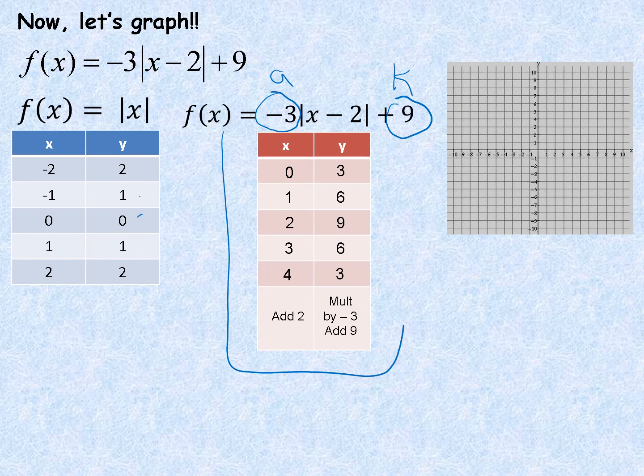Now I am going to graph the new table I just created. So there's 2, 9, and then there's the remaining points. Now we just do the fancy game of connect the dots, and there's my function.